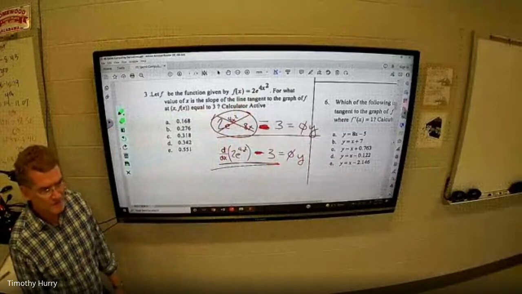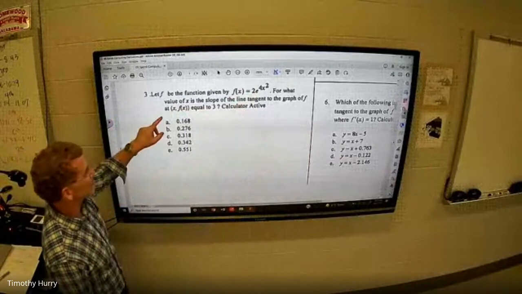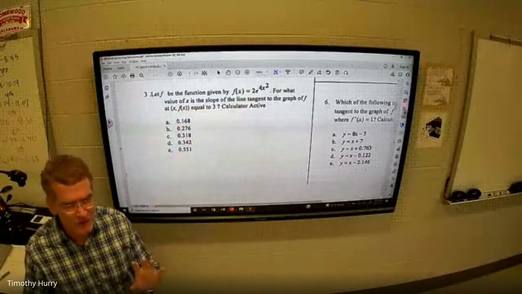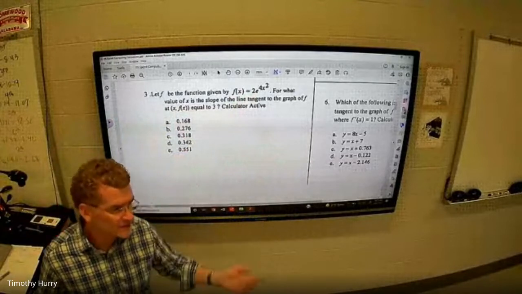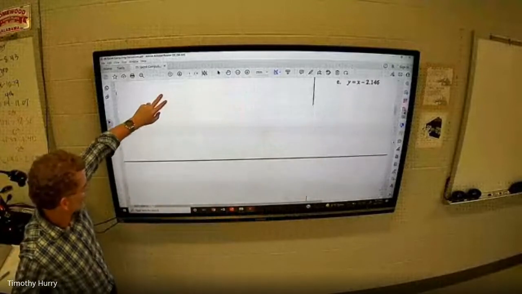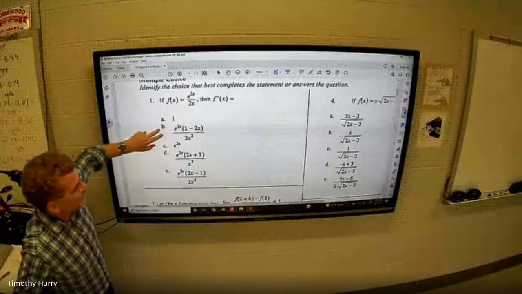Y'all with me? Anyway, we'll get to that later, but that's something that you'll do. Probably a third of your AP test will be calculator based, and that's something that you might do with a calculator.